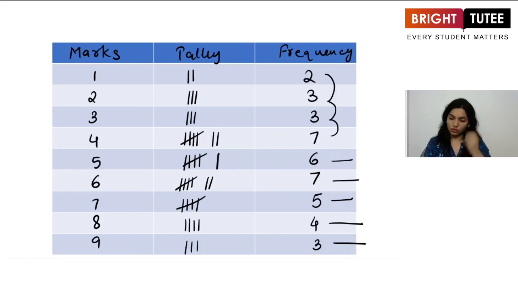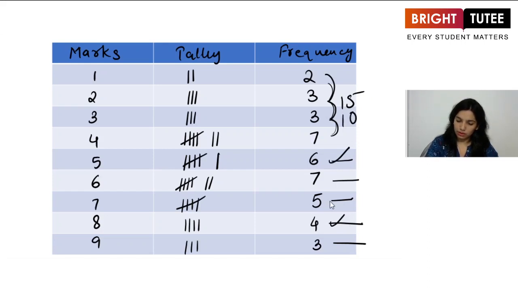Sorry, my bad. Let us just recheck the calculation. So it was 7 added to 3, 10. Then it is 15 till here. Then here it's 6 and 4. So it is 10 more. So 10 more. And then it is 7 plus 3.